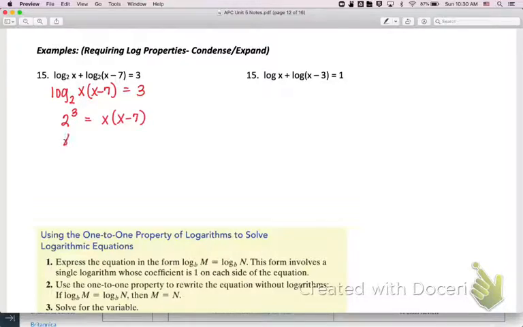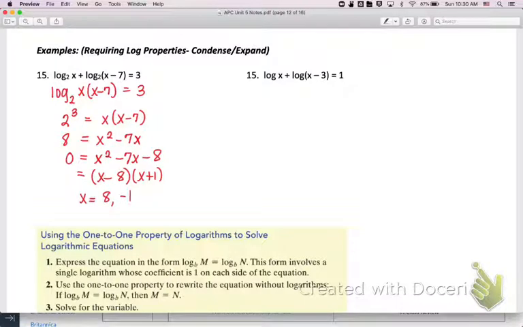This is going to come out to a quadratic when we distribute. And so any of your quadratic strategies are fair game here. So I'm going to set this equal to 0. x squared minus 7x minus 8. That does end up being factorable, x minus 8, x plus 1. So x is equal to 8 and negative 1.